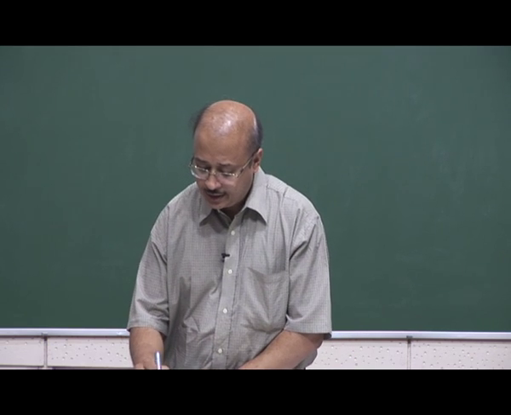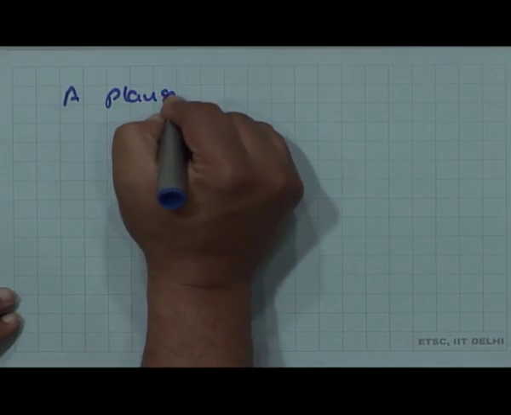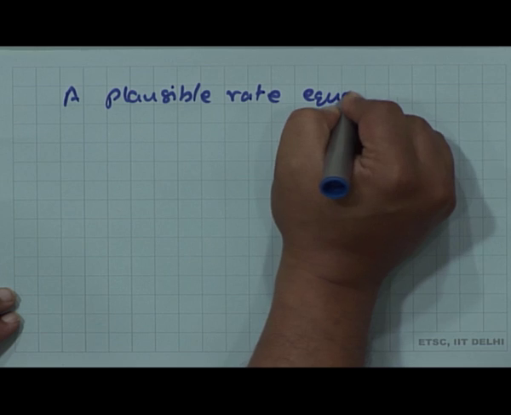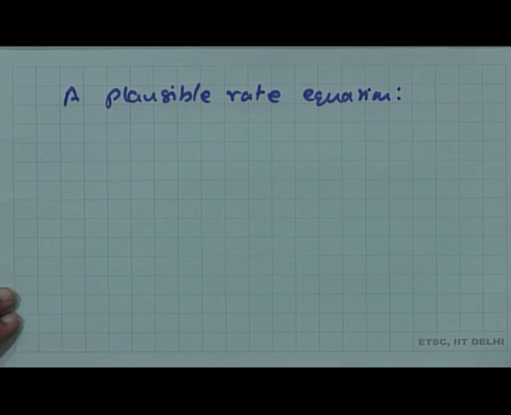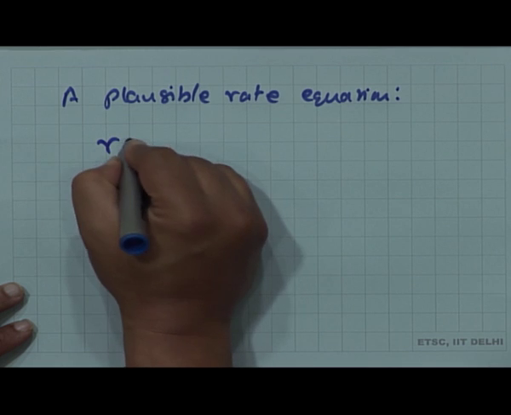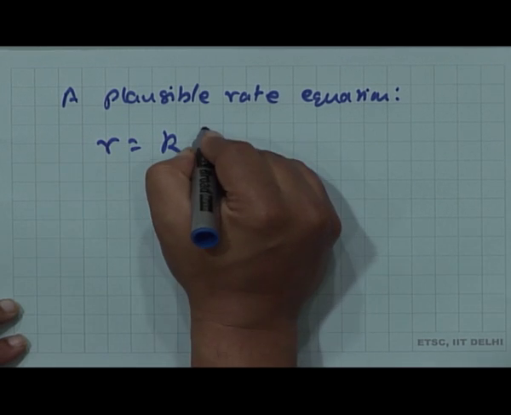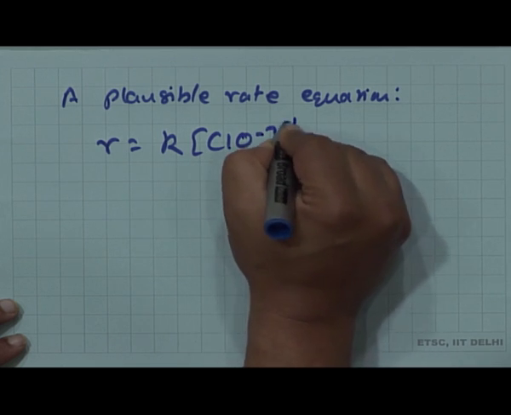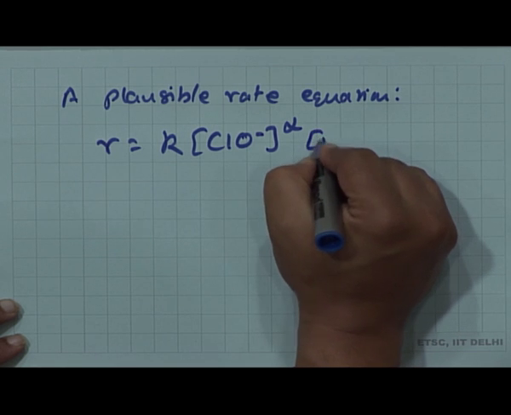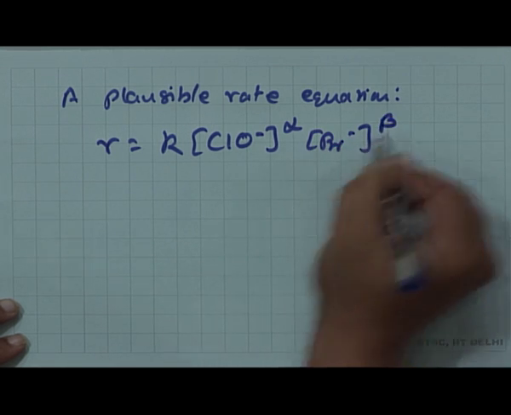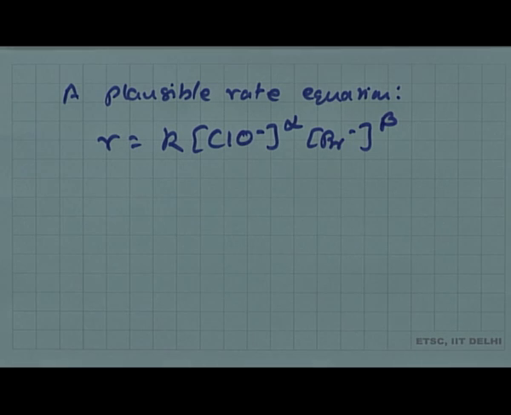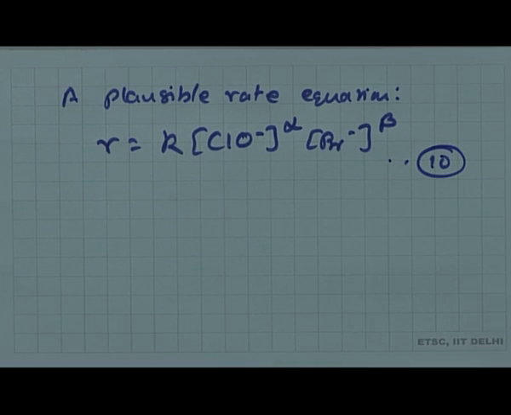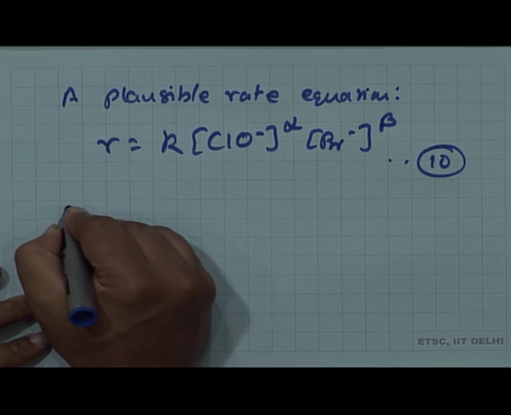So, we can say a plausible rate equation for this one can be written as R is equal to K [ClO minus] to the power alpha [Br minus] to the power beta. So, this is a plausible equation to start with. Let this be 10. Look at this carefully.